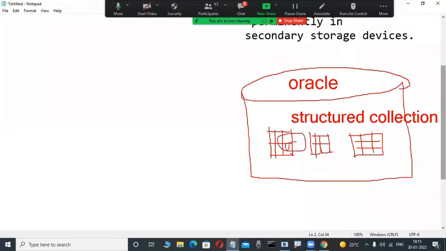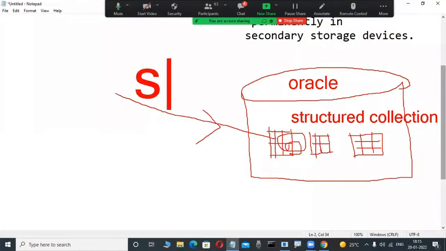Once a structured collection of data is there, we operate on this data by using some language. What is that language? Maybe anybody has an idea? SQL is a language, Structured Query Language. Through this language only, we operate on this structured data in relational databases.